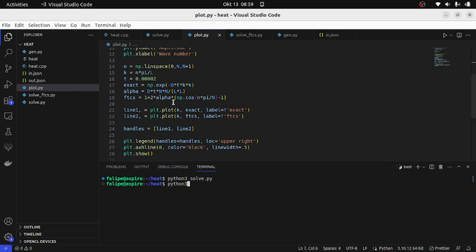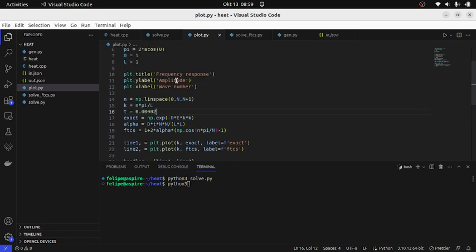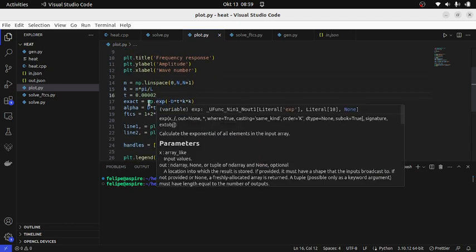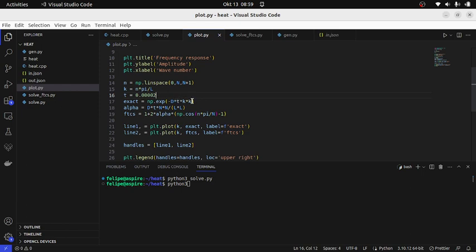I showed this in a graph, so let me see. So just to show what this code is doing, I am plotting the frequency response. I am plotting the exact one, which is the exponential of something times k squared, which is the correct one, and the one that we get from the FTCS scheme, which is 1 plus 2 alpha times cosine thing minus 1, and the code knows the constants, right?